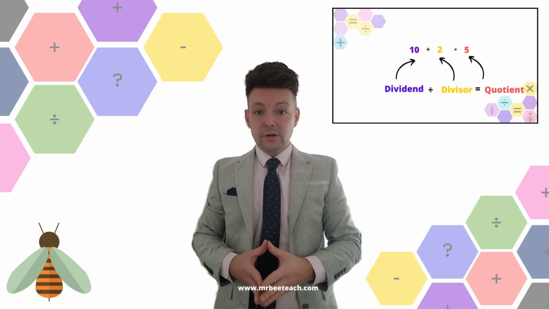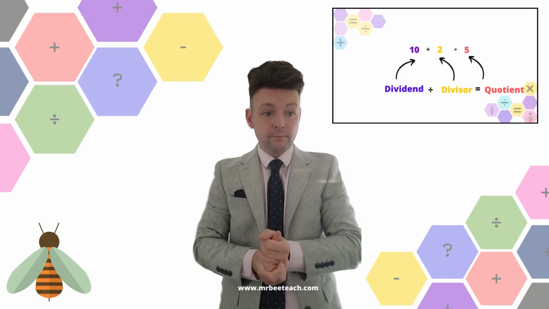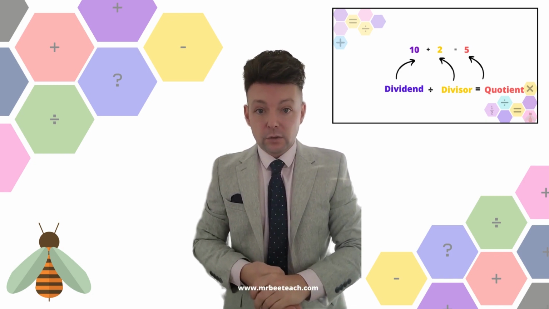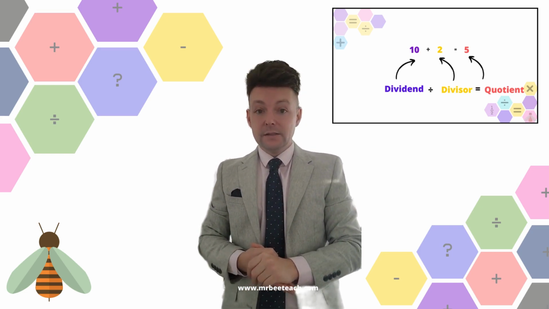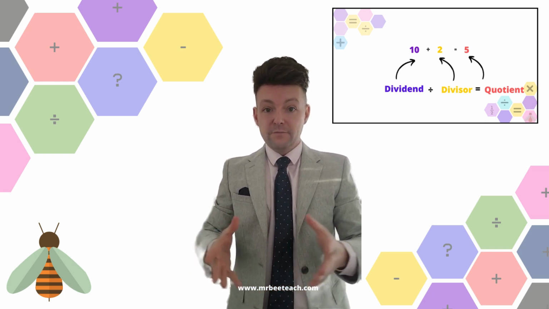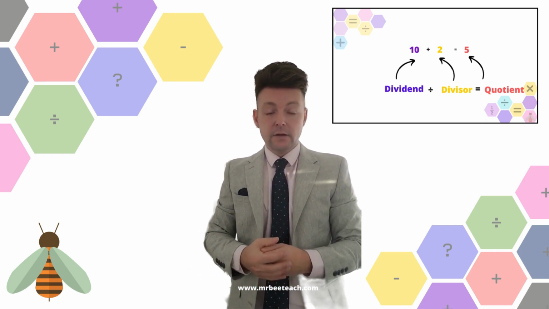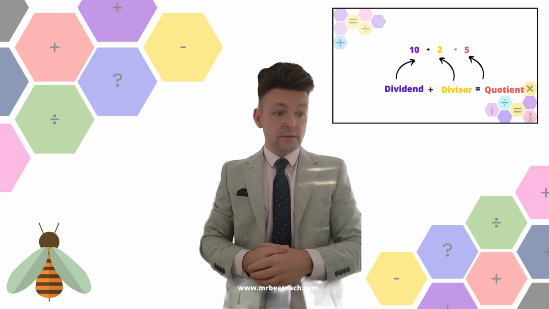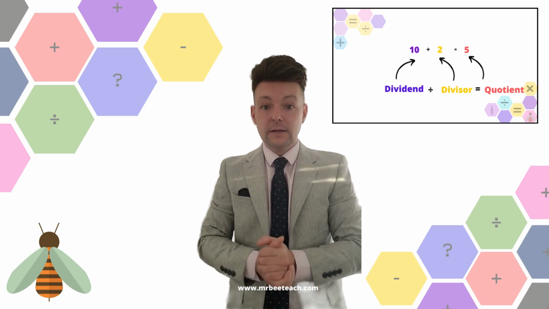Division is the process of sharing or partitioning a quantity into equal parts. The number being divided is called the dividend. The number by which it is divided is the divisor, and the result is the quotient. For example, 10 divided by 2 equals 5. 10 is the dividend, 2 is the divisor, and 5 is the quotient.